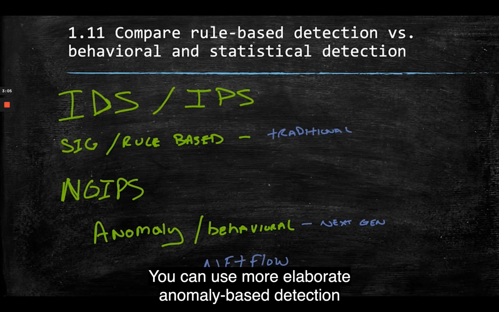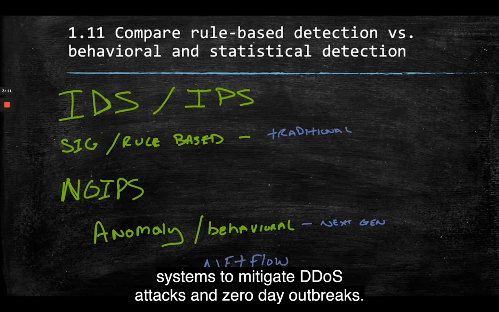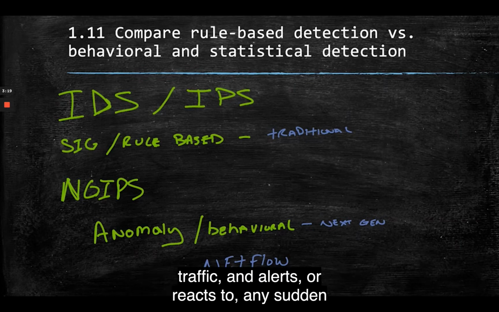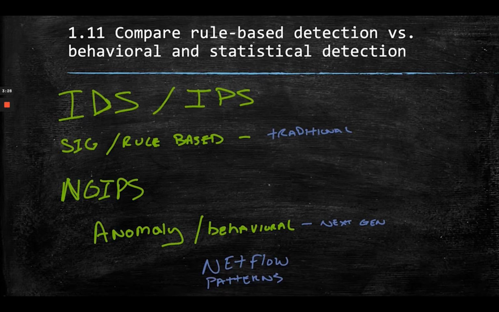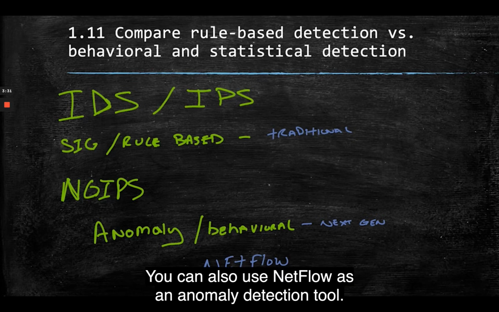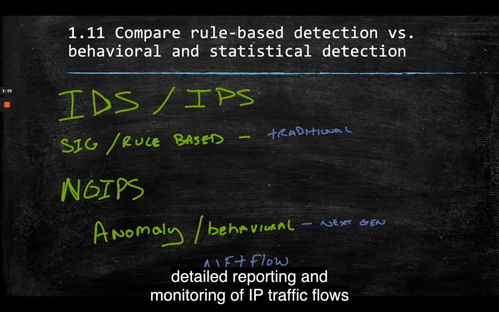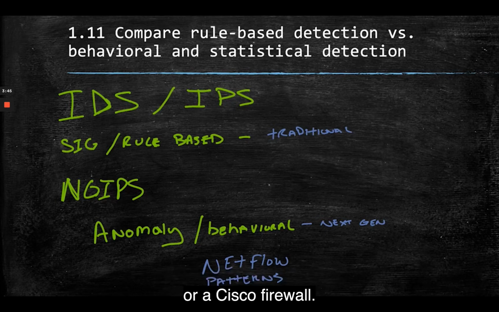You can use more elaborate anomaly-based detection systems to mitigate DDoS attacks and zero-day outbreaks. Typically, an anomaly detection system monitors network traffic and alerts or reacts to any sudden increase in traffic and any other abnormalities. You can also use NetFlow as an anomaly detection tool. NetFlow is a Cisco proprietary protocol that provides detailed reporting and monitoring of IP traffic flows through a network device such as a router, switch, or a Cisco firewall.